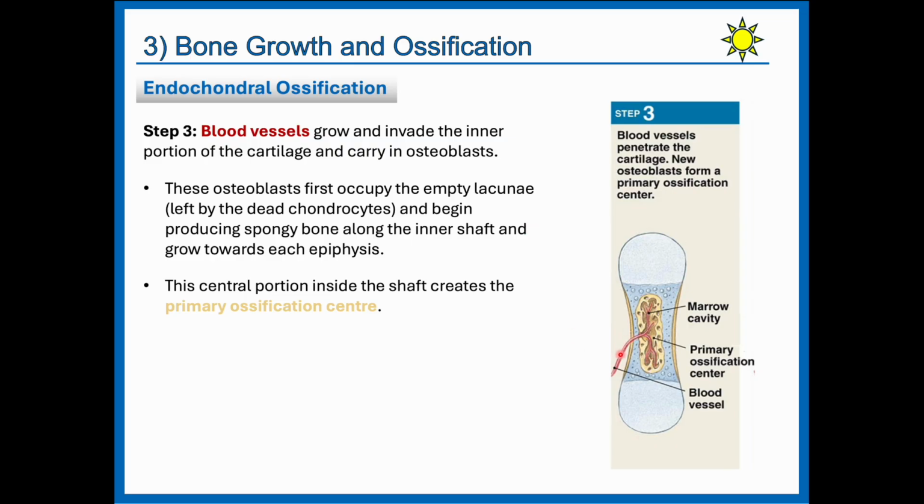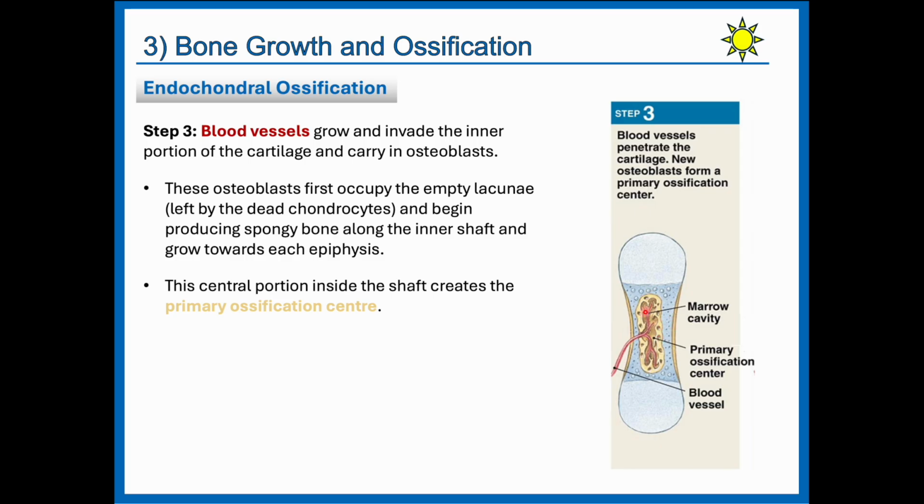They break through this periosteum, and they invade the inner parts of the cartilage, right? But with them, do you see this yellow here, which was their bone cells? They pushed in some of those osteoblasts, and now osteoblasts are found in the middle. So these osteoblasts first occupy the empty lacunae that were left behind by the chondrocytes. Remember, chondrocytes died and they just left their lacunae.